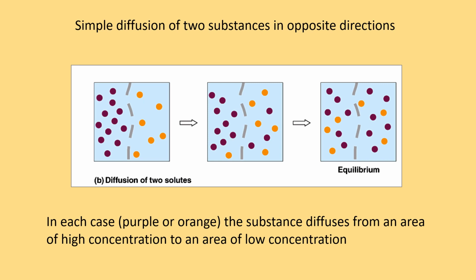Diffusion can happen with 2 or more substances in opposite directions, where these substances will act independently of each other. So we have 2 different substances shown here in the image on the left, with 2 different concentration gradients. There's the concentration gradient for the dark purple dots, and there is a different concentration gradient for the orange dots. The purple dots are going to move by diffusion, and the orange dots are going to move by diffusion. And notice that they're both going to come into equilibrium.